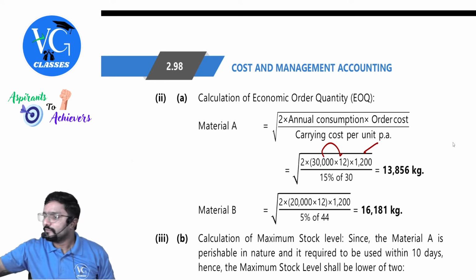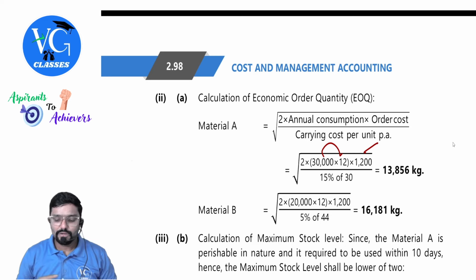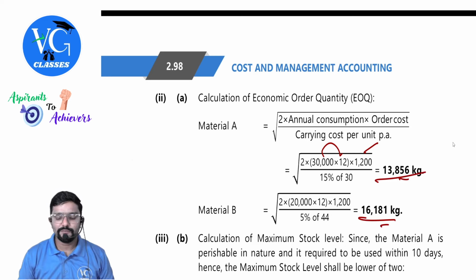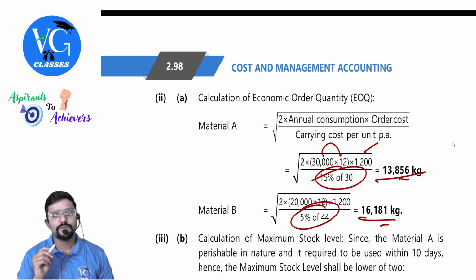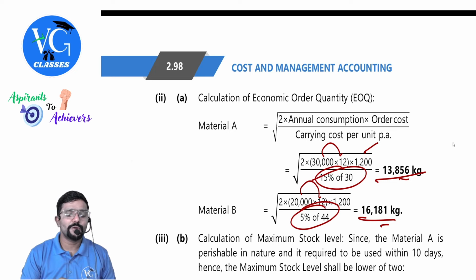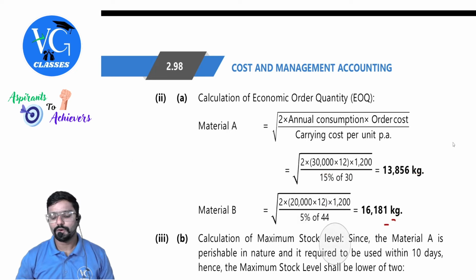Yes, sir. Fine. Now coming to 13,856, that is the EOQ for material A. For B, sir, 16,181. Please be careful, purchase prices will change. And even annual demand for raw material B is how much? 240. We have done it for a year. They have done actually for a month and taken into 12. Into 12, guys. So EOQ, we got it for both the products.